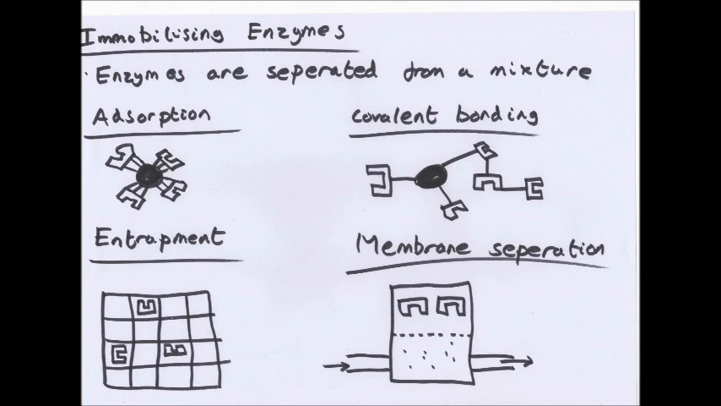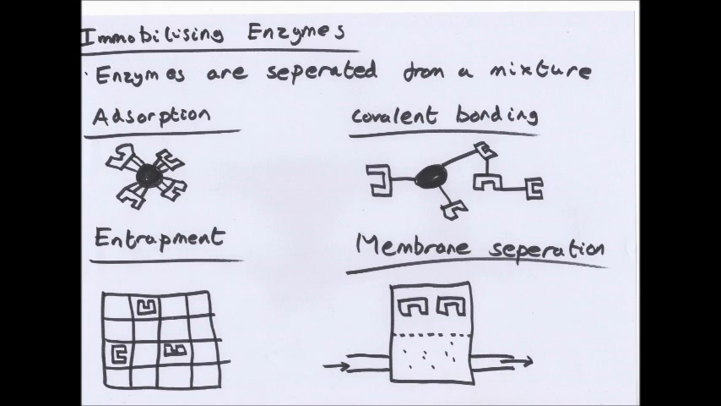In covalent bonding, it does not immobilize a large quantity of enzymes, but the binding is very strong, so there's little leakage. So with adsorption, you can get a lot of enzymes bonded together, but leakage could lower the yield. With covalent bonding, you get fewer enzymes bonded together, but the yield is a lot higher. So they both have benefits.